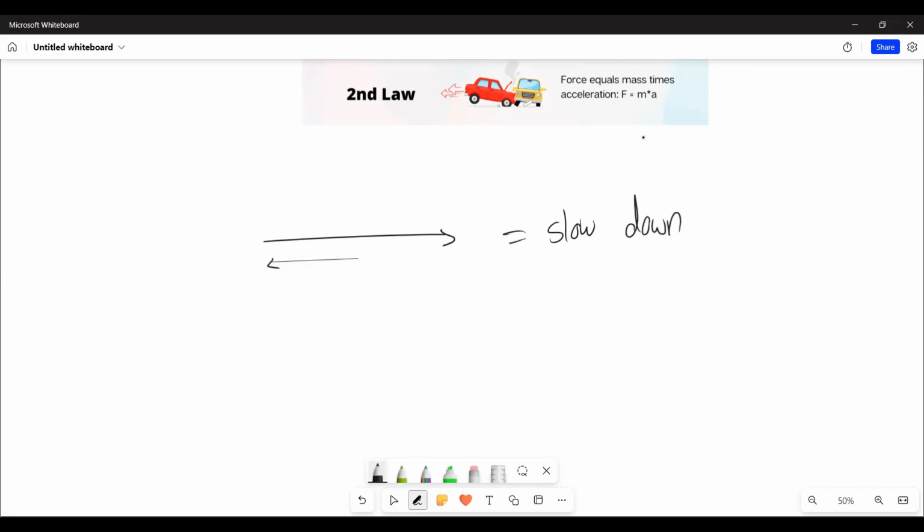Now, if this is my other force, and my resistance or whatever force I have is equal to it, the object is going to keep moving at constant speed. It's not going to do anything. It's going to move at constant speed as if nothing happened.